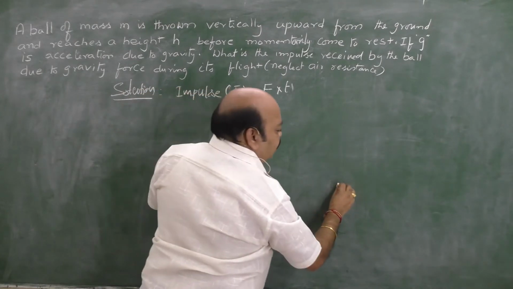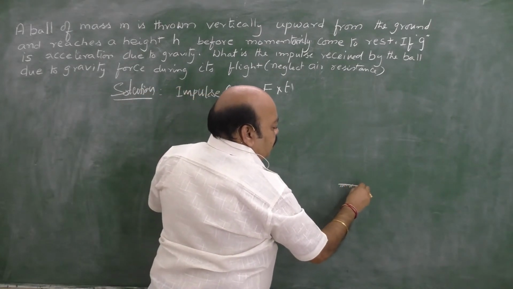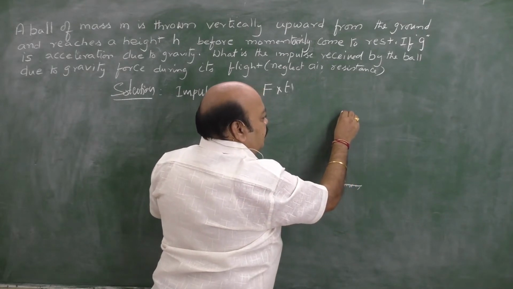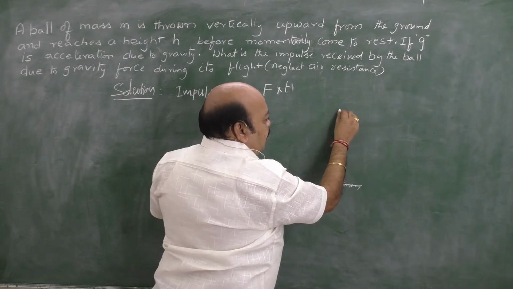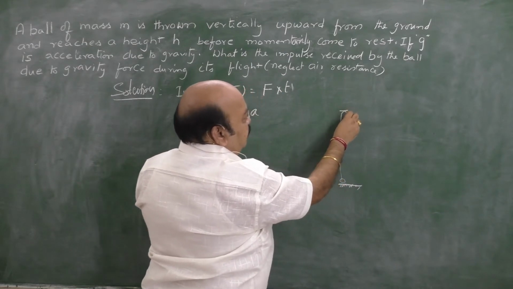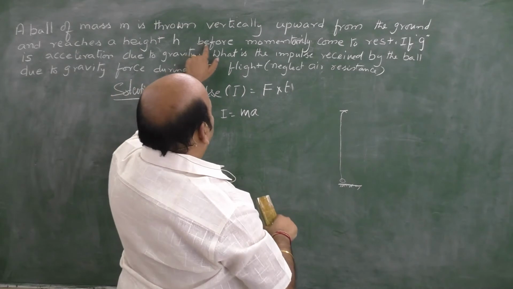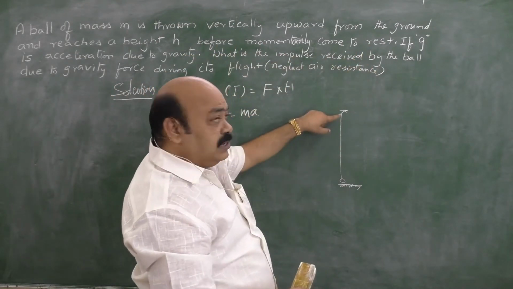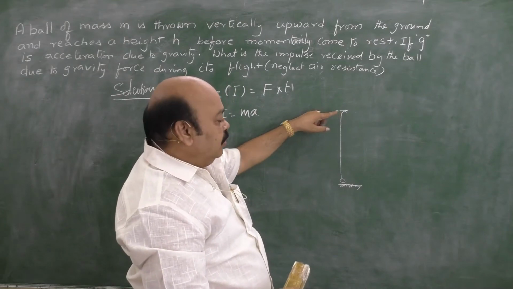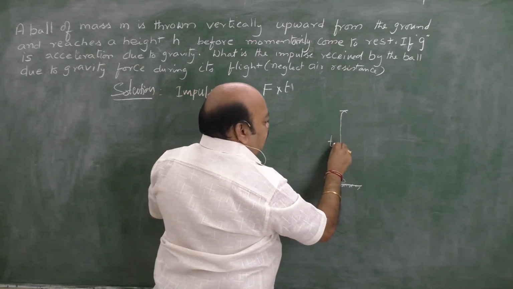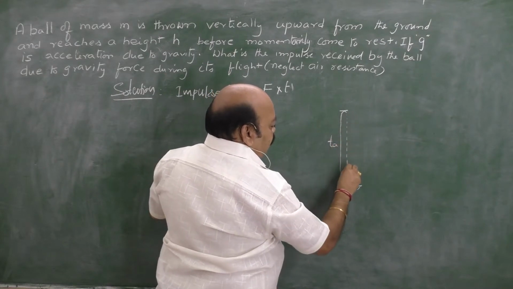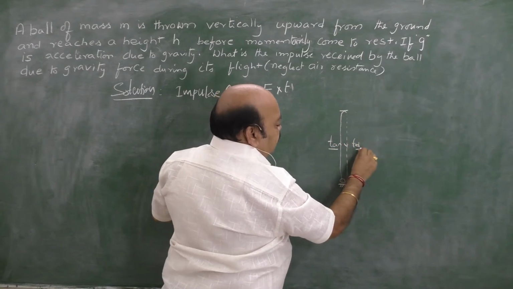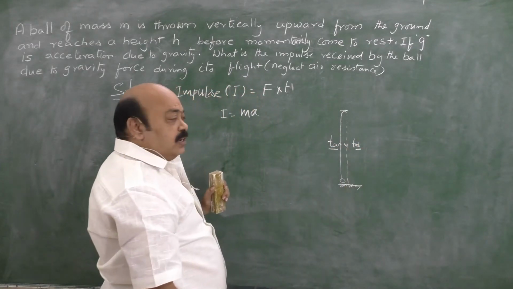When a body is projected vertically from ground level, what is the total time taken to reach the maximum height? It is nothing but time of ascent. After reaching the maximum height, how can we decide? In the problem it is mentioned that momentarily it comes to rest. It comes to rest at the highest point only. That is why it is time of ascent, and the time taken to fall down to ground is nothing but time of descent. So, time of ascent plus time of descent is equal to total time of flight.